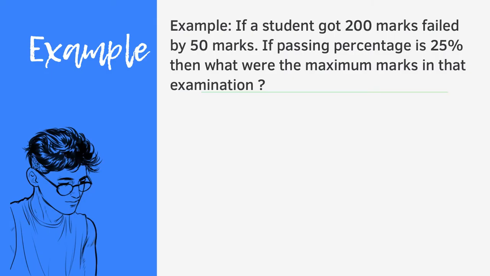Let's see this example. The example is saying, if a student got 200 marks, failed by 50 marks, and if the passing percentage is 25%, then what were the maximum marks in that examination? So our formula was y plus z divided by p into 100. So here the value of z is equal to 200, the value of y is equal to 50, and the value of p is equal to 25.